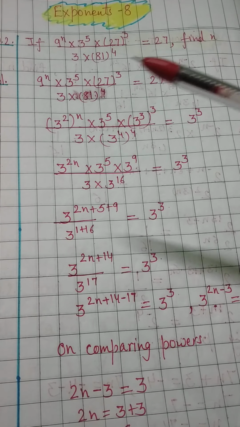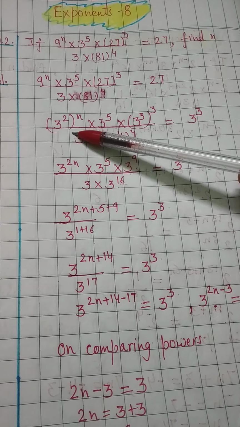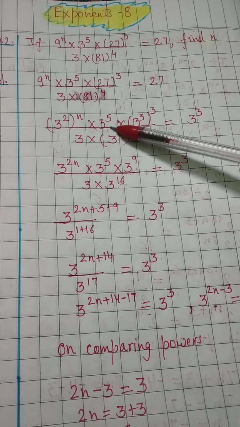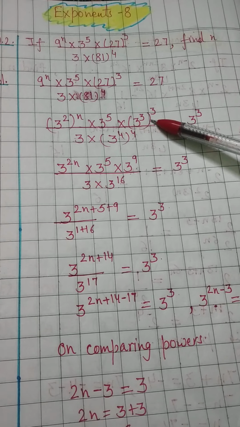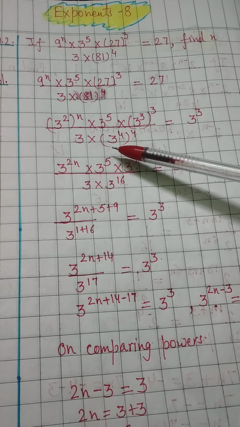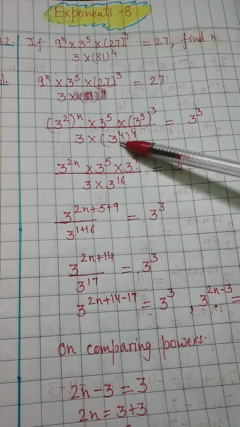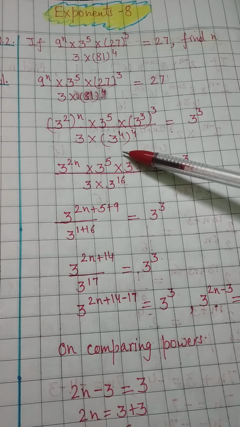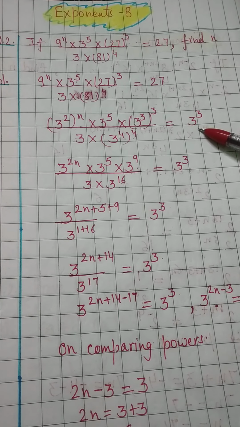So here we know that 9 is 3 square, and whole power n, then into 3 raised to power 5. 27 can be written as 3 raised to power 3, whole power 3, upon 3 into 3 raised to power 4, whole power 4. 81 can be written this way by prime factorization, which we have done earlier. So if you don't know, you can go through those videos also. Equal to, again 27 can be written as 3 raised to power 3.